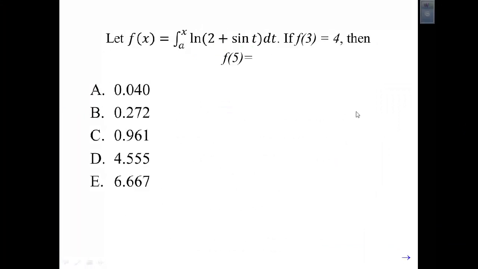All right, let F of x be the integral from a to x of the natural log of 2 plus sine t dt. If F of 3 equals 4, then F of 5 equals what?